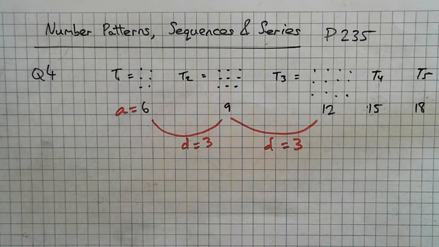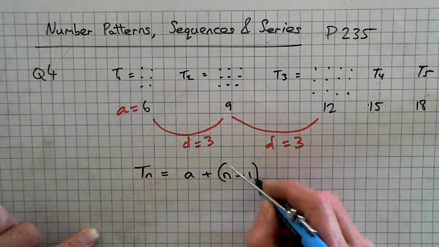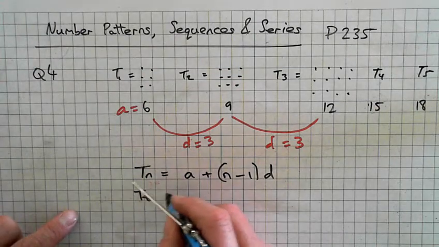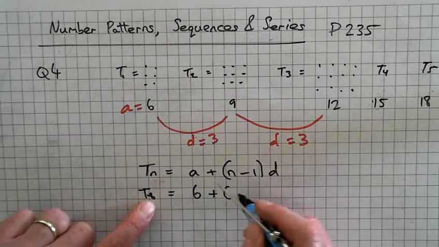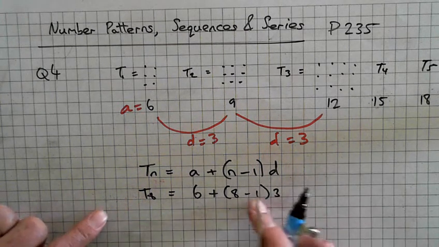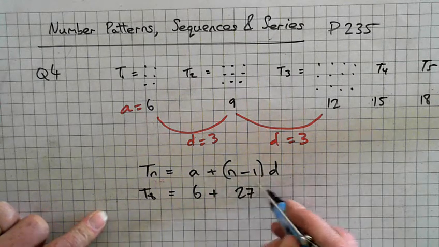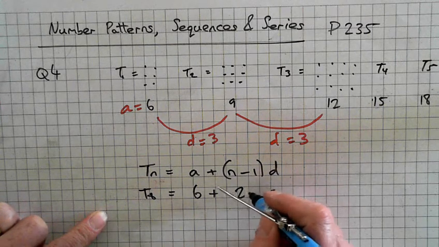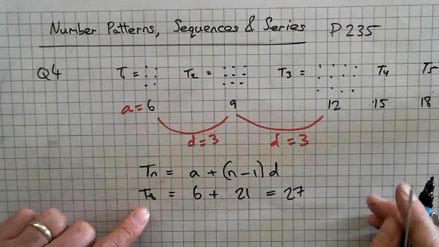Right. So how do we find T8? So we'll use the formula. This is the formula that you use when you want to find, let's say, the 8th term, so T8. A is the first term, which is 6, plus the number 8 minus 1, and D, the difference, is going up in 3s. 8 minus 1 is 7, times 3. 7 3s is 21, plus 6. So the 8th term is 27.